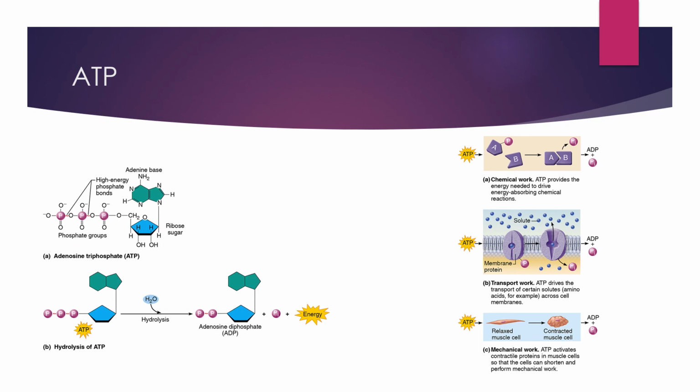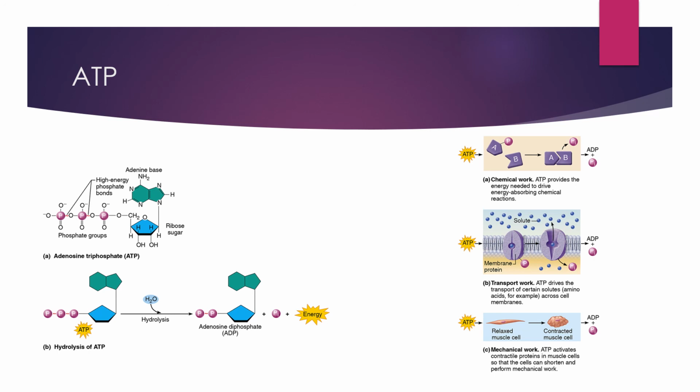We have a couple images on this slide. The one on the left, you can see the structure of the ATP in A. You see the adenine base, the ribose sugar, like it is in all nucleic acids, but 3 phosphate groups, high energy phosphate bonds. Below that, you see the hydrolysis of ATP. So it's going through hydrolysis, water is being added, it's losing that phosphate group, so it's now a diphosphate, and energy is being expelled.